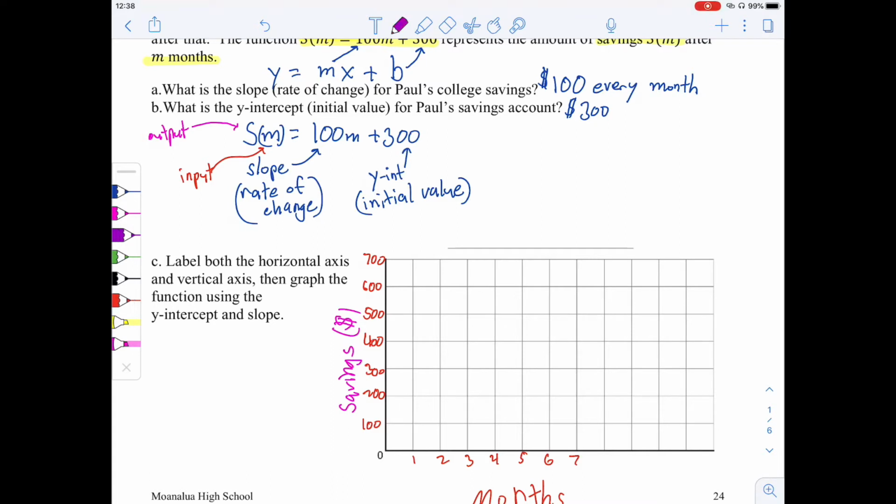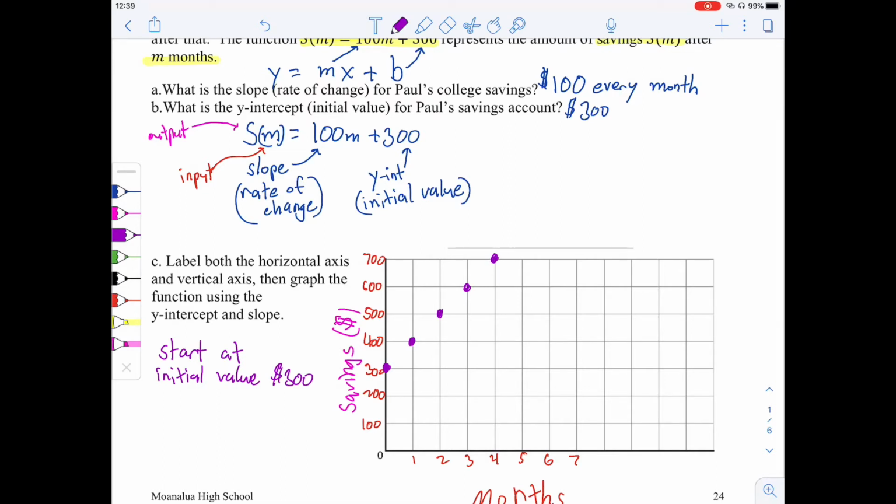So when we graph it, we can tell that our initial value is going to be 300. So we start at 300. Okay, so start at the initial value, $300. And then we're going to use our slope to find our other points. So if it goes 100 every month, for each month, it goes up 100. Two months, it goes up another 100. Three months, goes up another 100. Four months, goes up another 100.